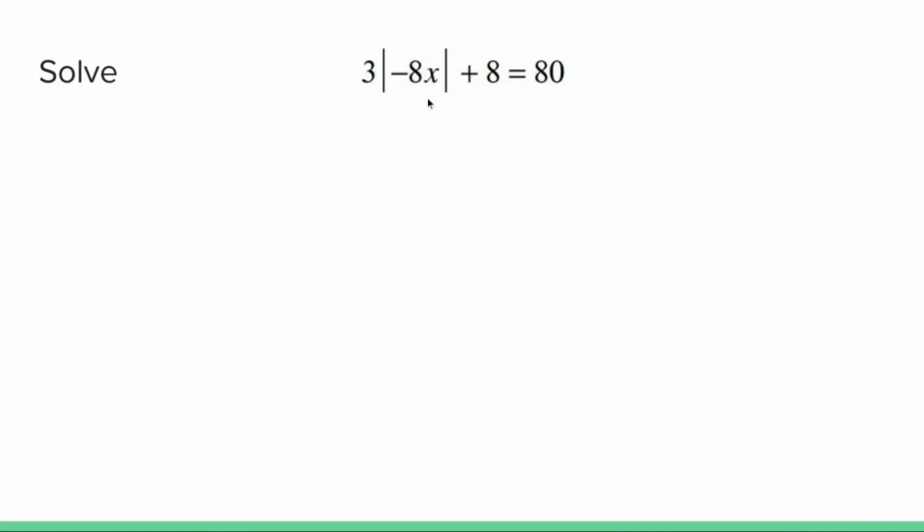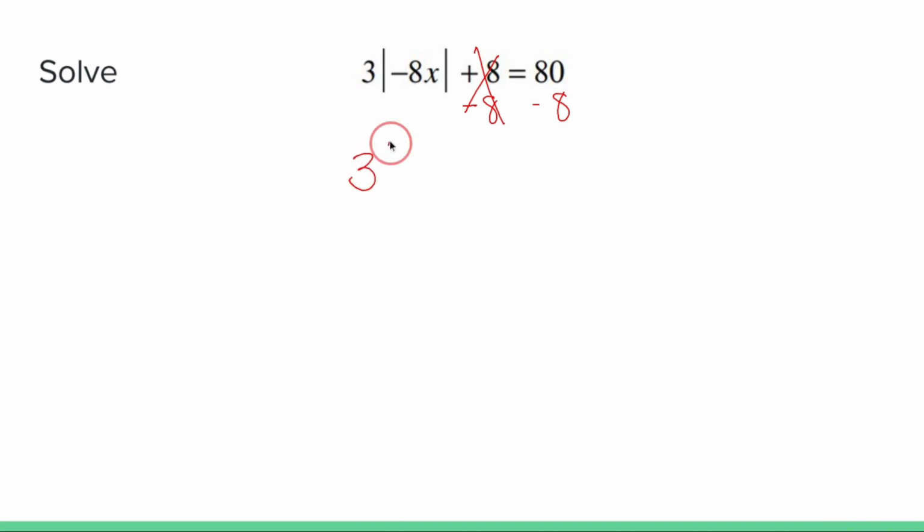Whenever you're solving an absolute value equation, what you need to do first is get the absolute value part all by itself. So if you're multiplying a 3 to it and adding an 8 to it, you get rid of them like you would for a normal two-step equation. So what I'm going to do first is subtract 8 from both sides, cross you out.